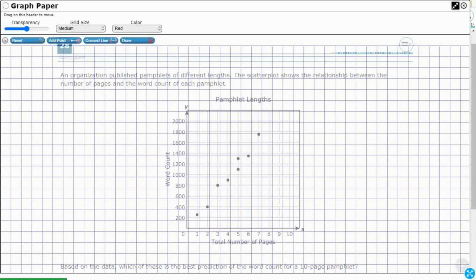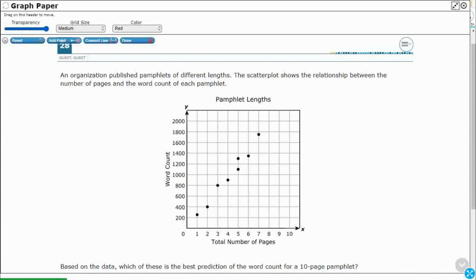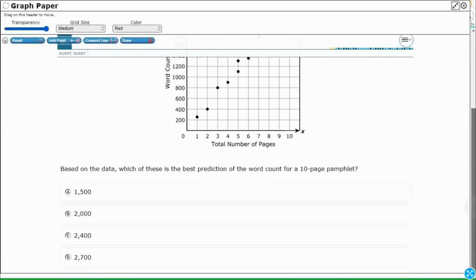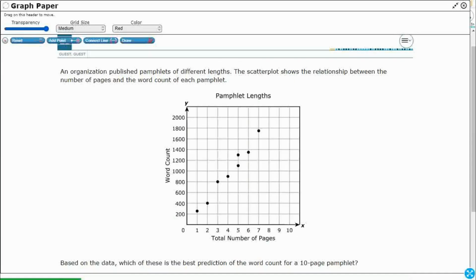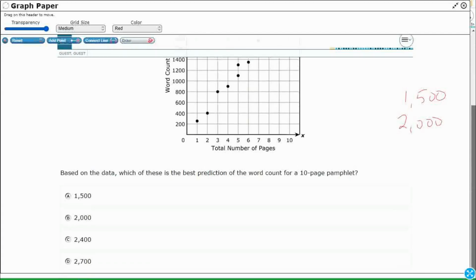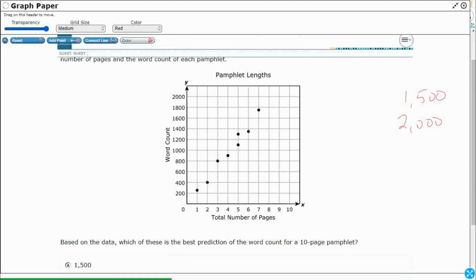So since I'm going to be drawing on my graph to make that trend line, grab some of these data points: 1500, 2000, 2400, and 2700. So what I want to do is see which of these is going to be our best prediction. But I don't want to have to scroll up and down, because once I scroll up and down, I'm going to mess up my drawing there. All right, so I'm looking for a 10-page right here. So it needs to be on this line right here.